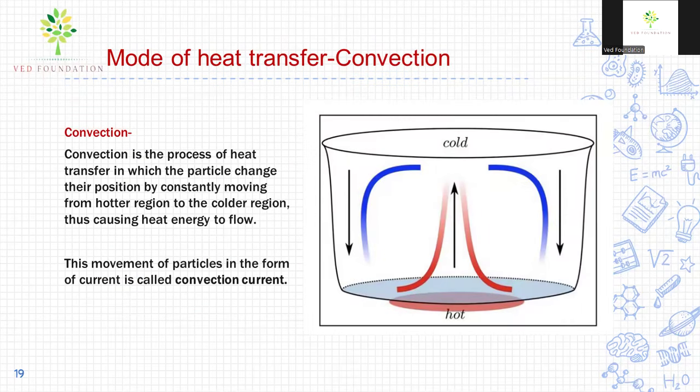The second mode of heat transfer is convection. Convection is the process of heat transfer in which the particles change their position by constantly moving from the hotter region to the colder region, causing heat energy to flow. This movement of particles in the form of current is called convection current. The hot particles move upward and the upper cooler particles move downward, and in this way currents are formed.